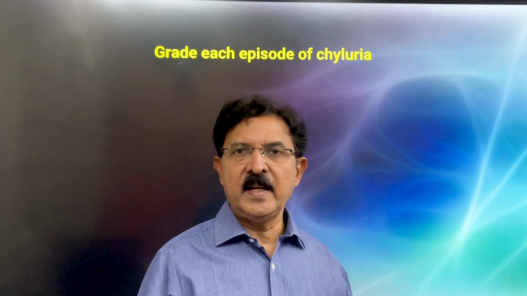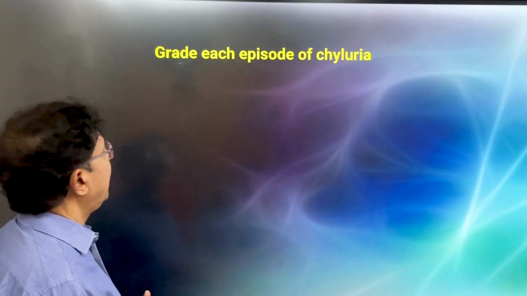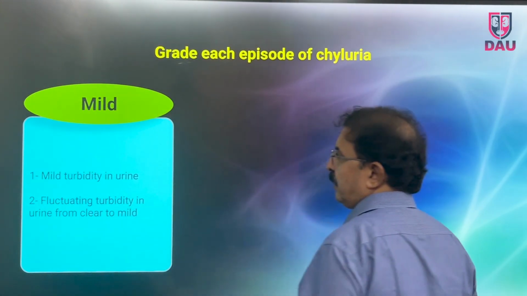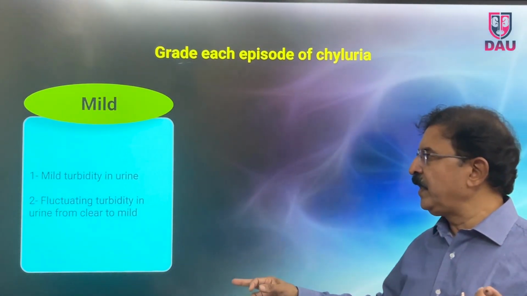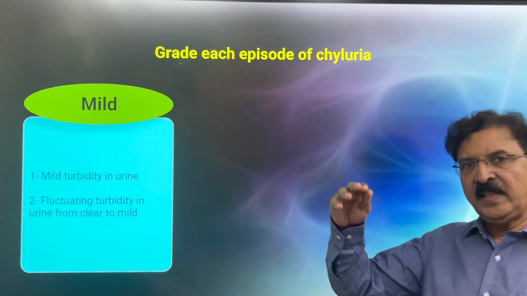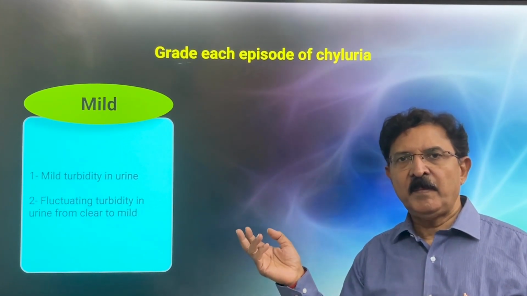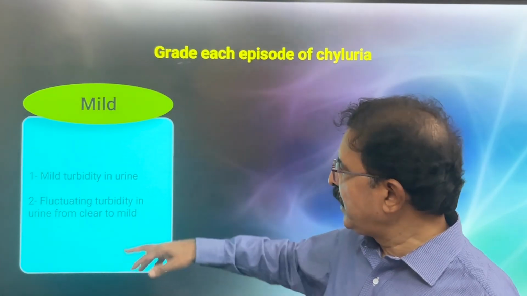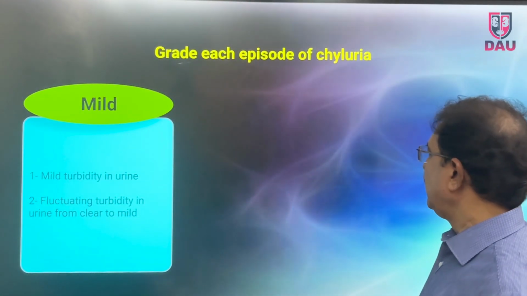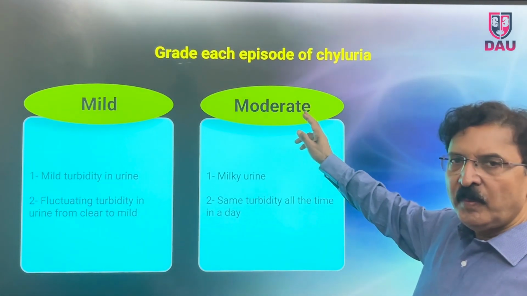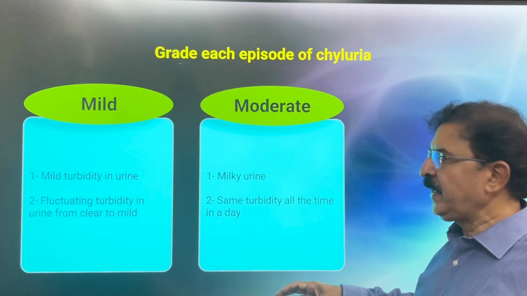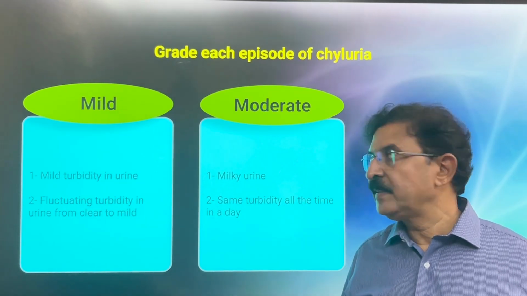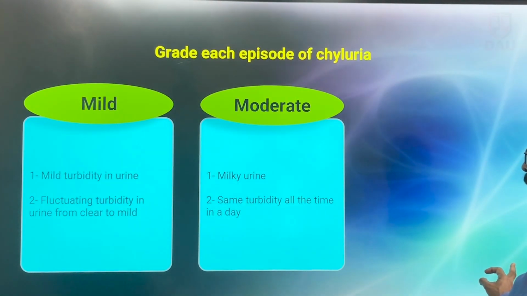Each episode the patient has should be graded, and therefore mild chyluria is when the patient passes mildly turbid white urine, and this turbidity fluctuates in the day. Sometimes it becomes more clear, sometimes more milky. So the turbidity is mild and fluctuating in severity. It is called mild chyluria. When urine becomes more milky, more thick, more white, and the same degree of turbidity persists throughout the day, then I call this moderate chyluria.